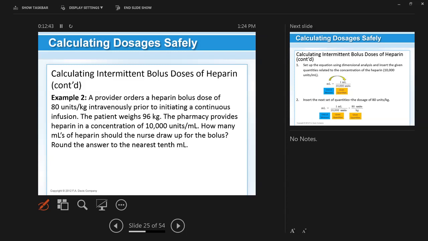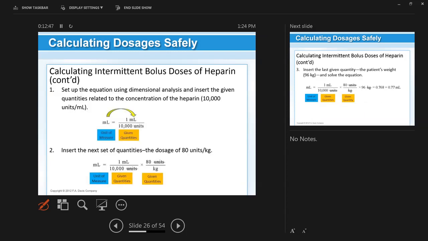So again, we are looking for milliliters. How many milliliters? So we're going to start out our problem with milliliters here. We know that milliliters has to be transferred over, and that has to be the numerator in our first equation. When we look back to our problem, our given information is that we have 10,000 units per milliliter. This is your marriage, it has to stay together and be presented in one equation here. So we've got 1 milliliter over 10,000 units.